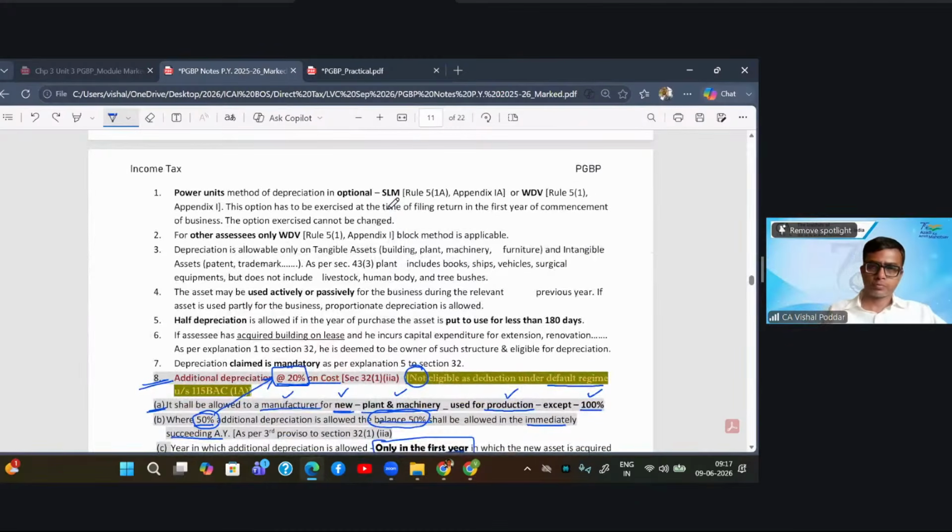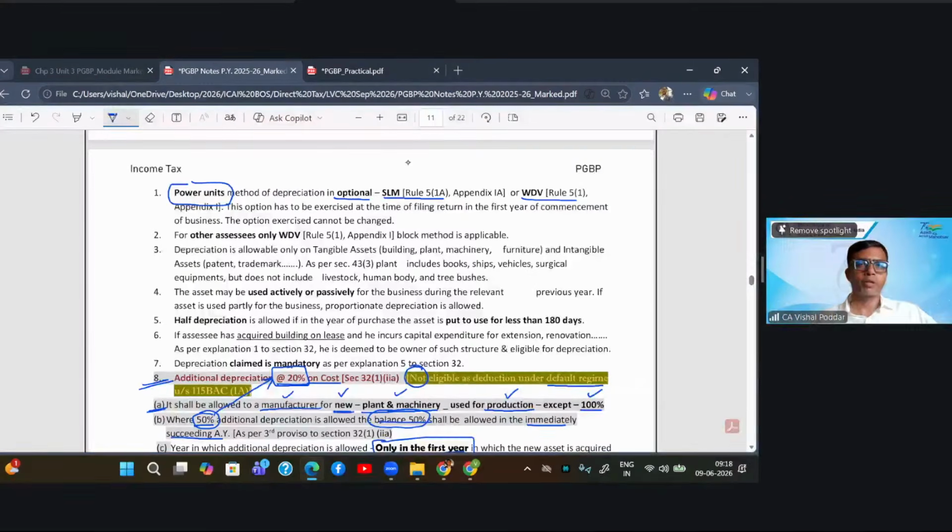Now, let us deal with some theoretical points after understanding the practical part. If you are a power unit that is engaged in generation of power, you are given an option. One, you can follow this block method which we just studied, or you can follow the other method, SLM. Remember one thing, students, SLM is allowed only to power units. For other assessees, there is no option. There is only one method, the WDV method, which we just studied, which is also called the block method.